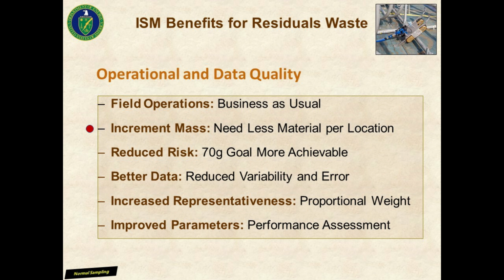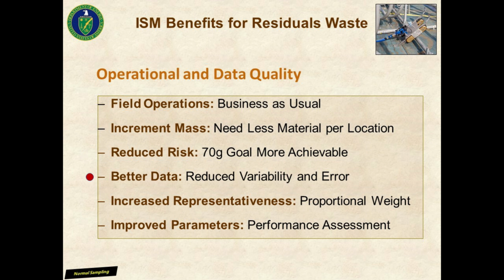Second is incremental mass. A discrete sample needs 70 grams to achieve the lab quality goals. ISM only requires about 15 grams per location, which is virtually always achievable. This ties into the next benefit of reduced risk. The 70-gram goal is more achievable with ISM and reduces the risk of missed detection limits during the sample analysis.